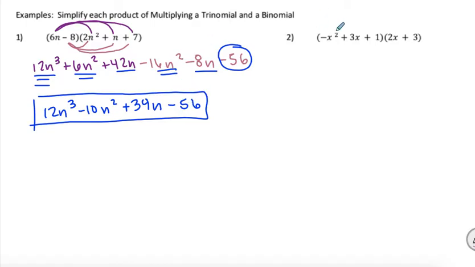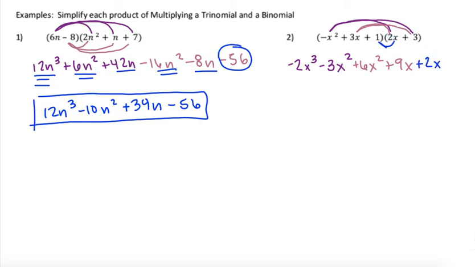On number 2, we'll do the same thing. Now we have 3 terms times 2 terms. So I'm going to multiply here to here. Negative x squared times 2x is negative 2 with 3 x's being multiplied. Negative x squared times 3 is minus 3x squared. And then I switch to the next term. 3x times 2x is positive 6x squared. 3x times 3 is positive 9x. And switch to the last one. 1 times 2x, still 2x. 1 times 3, still 3.